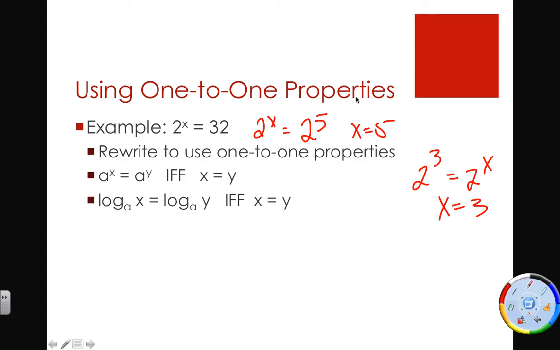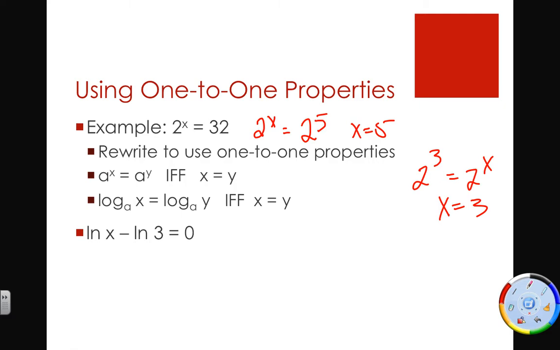The other one-to-one property that we looked at is for logarithms. So the first one is for exponentials, and the other one's for logarithms, saying that log base a of x equals log base a of y if and only if x equals y. I'm going to have a couple examples here of what this is going to look like.